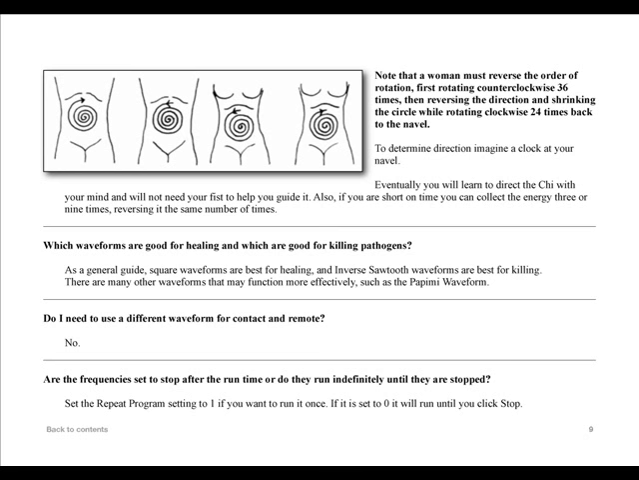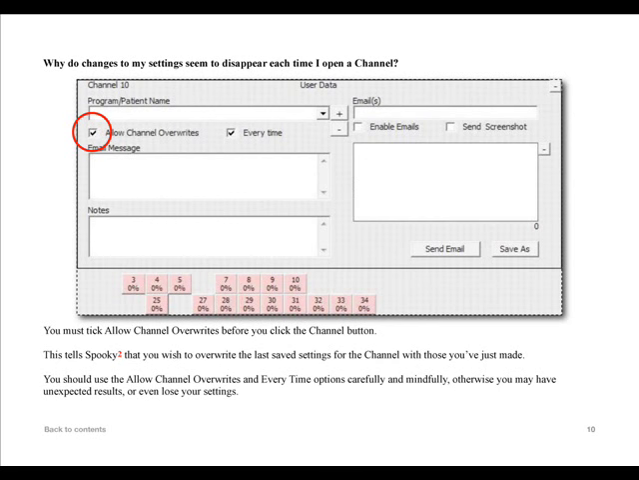No. Are the frequencies set to stop after the runtime or do they run indefinitely until they are stopped? Set the repeat program setting to 1 if you want to run it once. If it is set to 0, it will run until you click stop. Back to contents. Why do changes to my settings seem to disappear each time I open a channel?